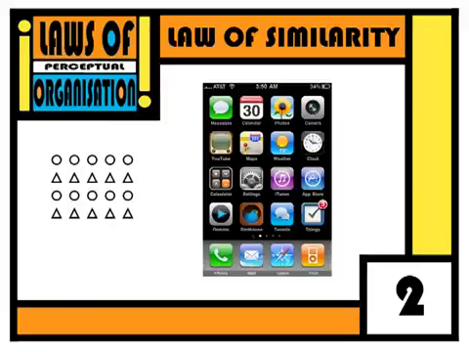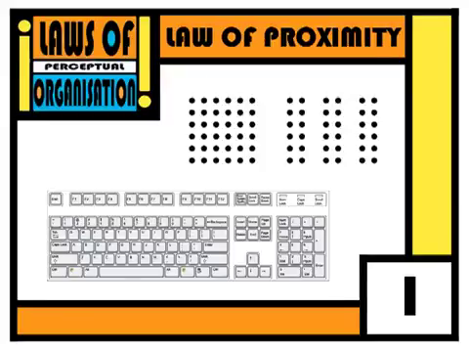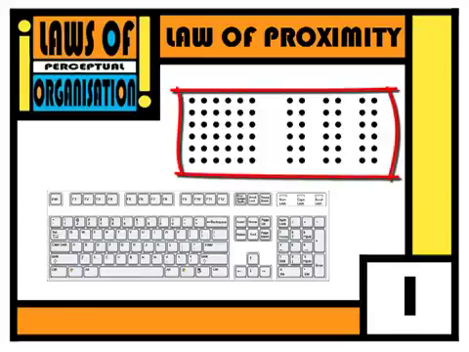And now, the moment you have all been waiting for. At number 1, the law of proximity. This is the principle that objects which are closer to each other will be seen as belonging together. This is perfectly demonstrated by the little dots.